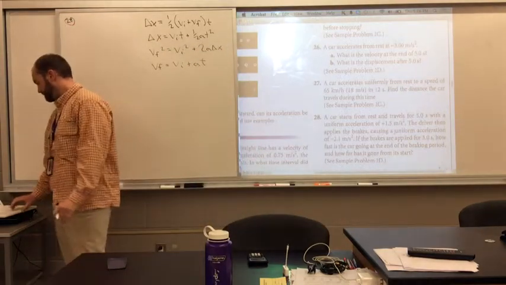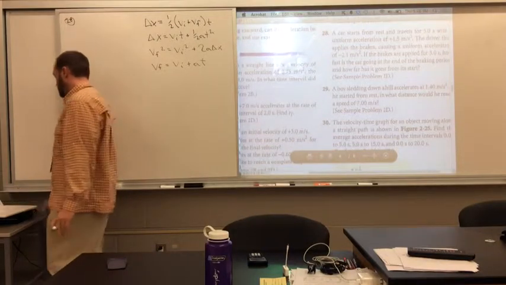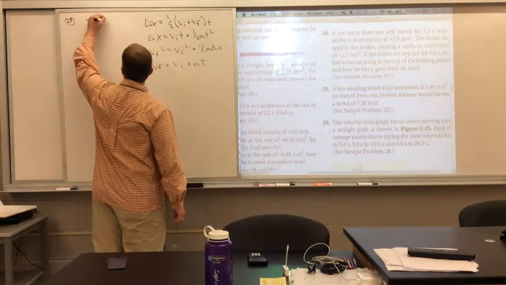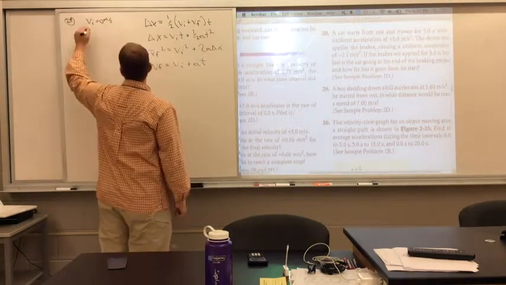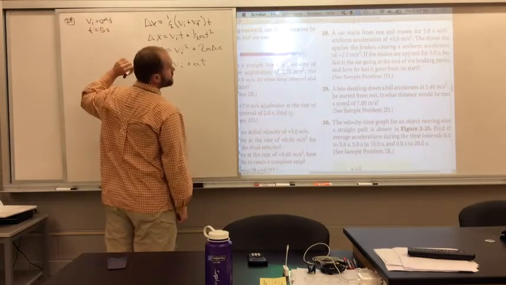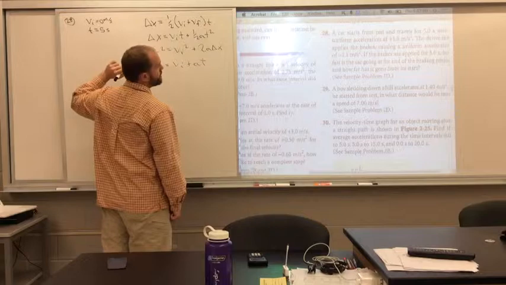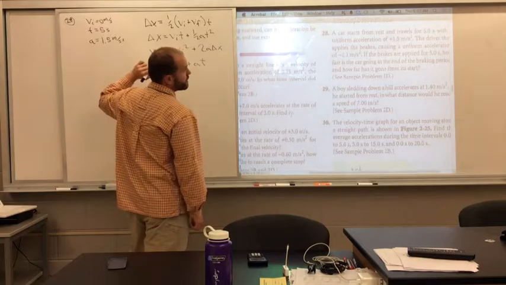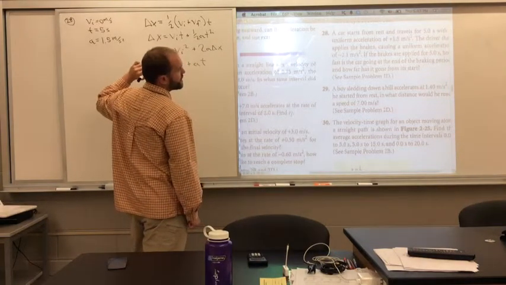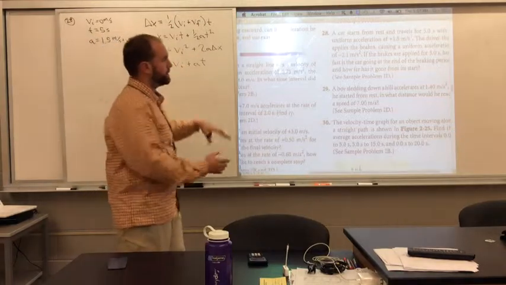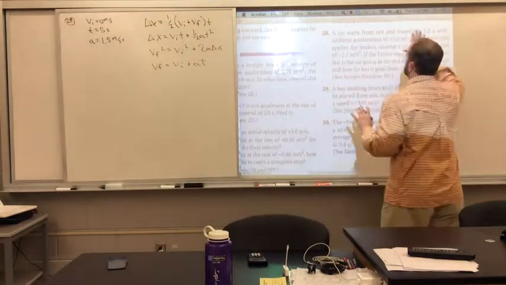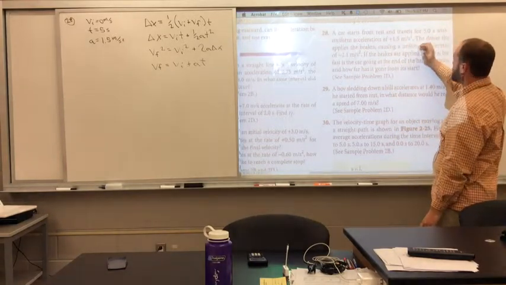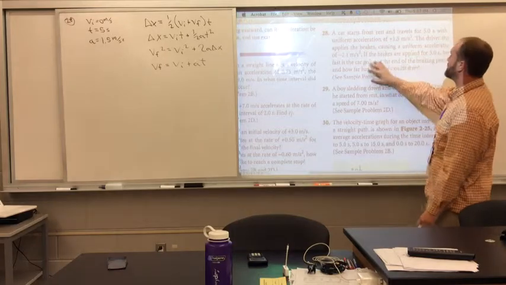Let's scroll up. Car starts from rest. So VI equals 0. Travels for 5 seconds. T is 5. With a uniform acceleration of 1.5 meters per second squared. A is 1.5 meters per second squared. Driver applies the brakes, causing a uniform acceleration of, whoa, what's going on here? 2 parts to this problem. This part, where it has this acceleration.